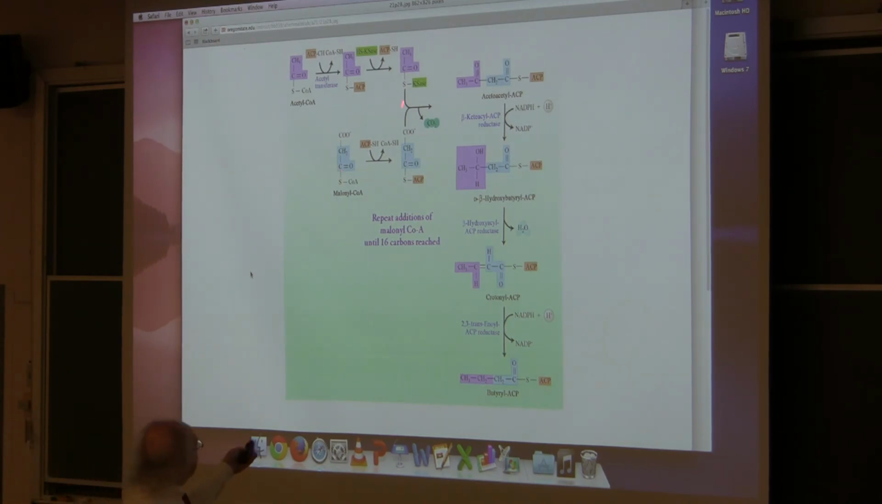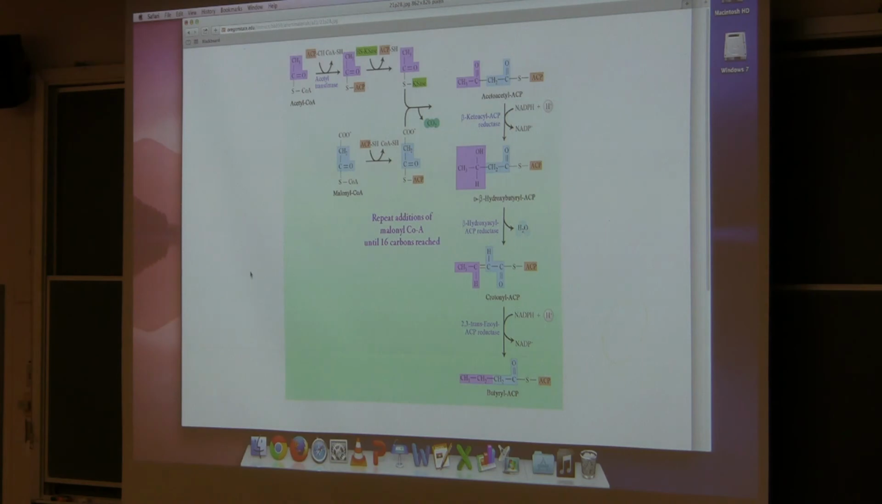2 of these carbons are going to join with that. We're going to split out a carbon dioxide in the process. Okay? So here we go. Combine this with this. We're splitting out a carbon dioxide. And now we have a 4-carbon intermediate that you can see up here. So 2 carbons plus 2 carbons gives us a 4-carbon molecule.